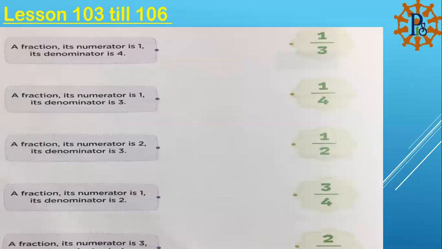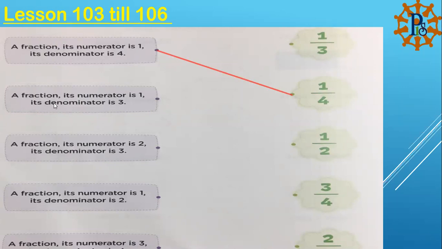Here we want to join a fraction whose numerator is one, so we have one up, and its denominator is four, so we have four down. I want to search for a fraction that has one at the top and four down. If I search, I will find this one, 1/4. So we will join it here.